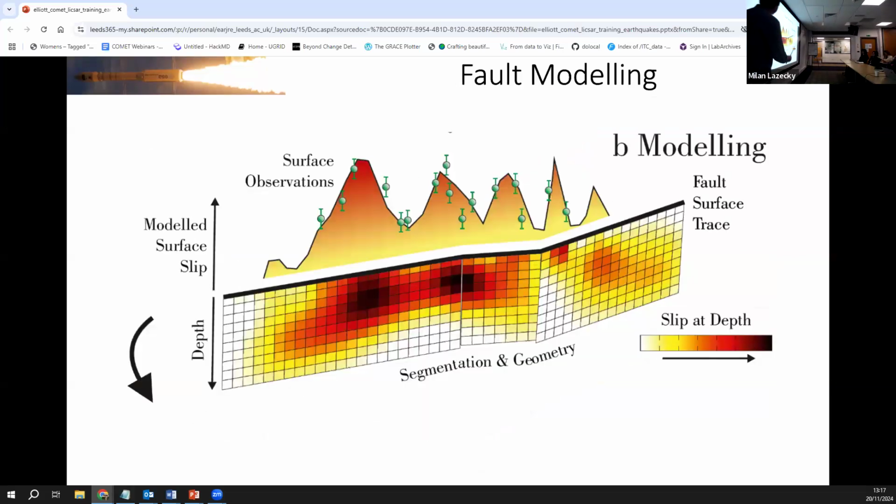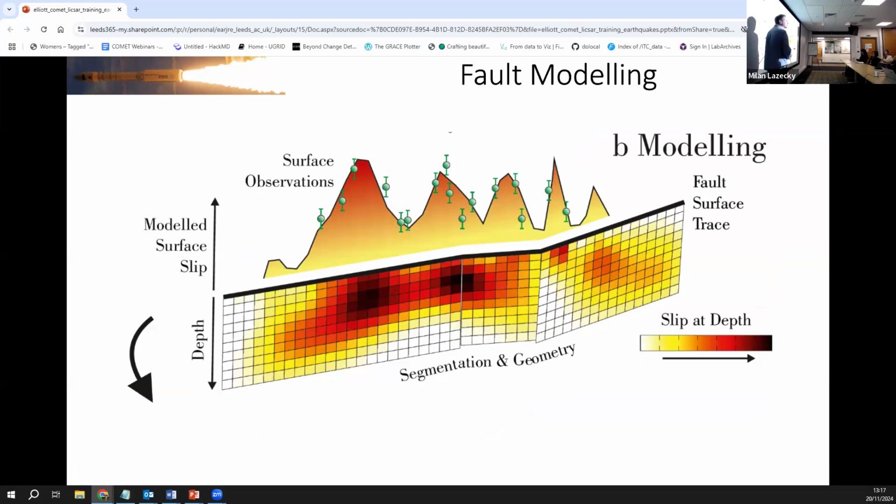And what we want to do is put that through a modeling approach where we say, how much into the earth has that fault slipped? Where did it slip? Where didn't it? Because where it doesn't slip is pretty much as important as where it does. Constrain these models that all have assumptions in them. They all have trade-offs in them.